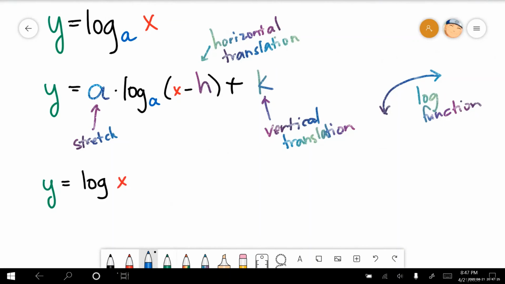And you might be wondering, where's A? If you're not wondering where's A, you should be wondering where's A. Now, where's A? In mathematics, when we write functions like this for log, if they don't write A, we can assume that A equals 10.